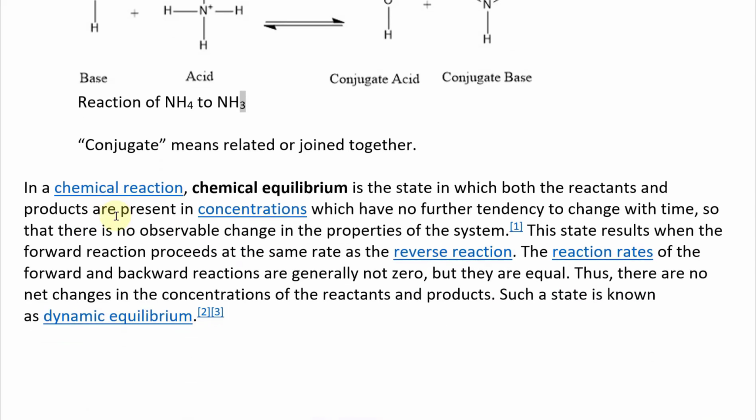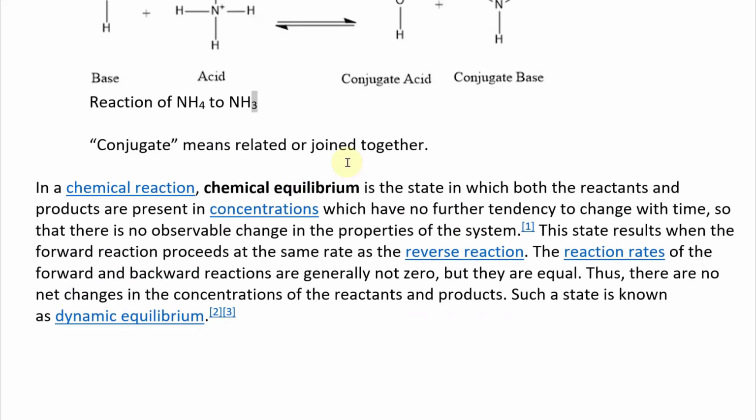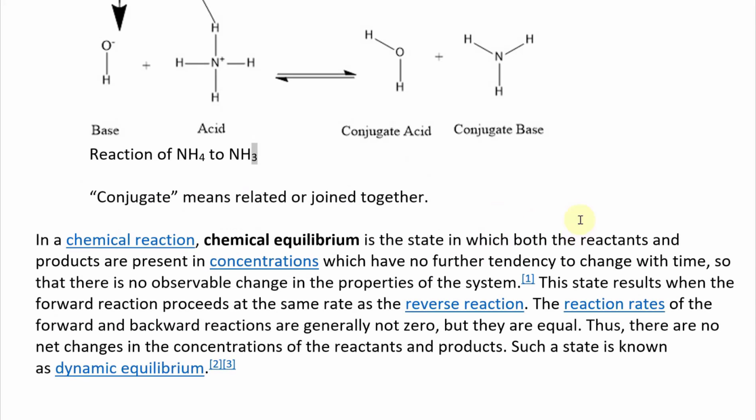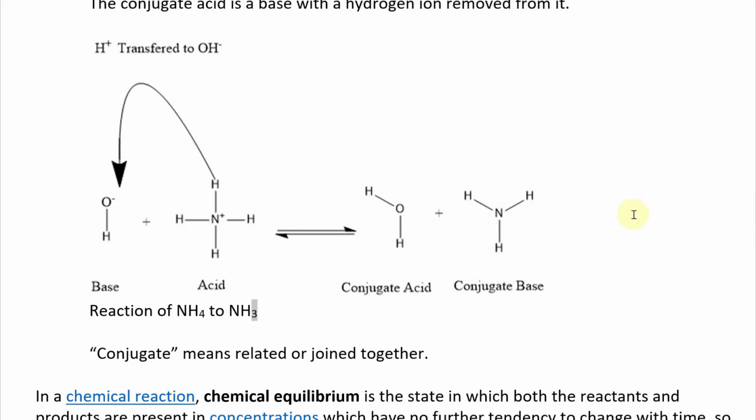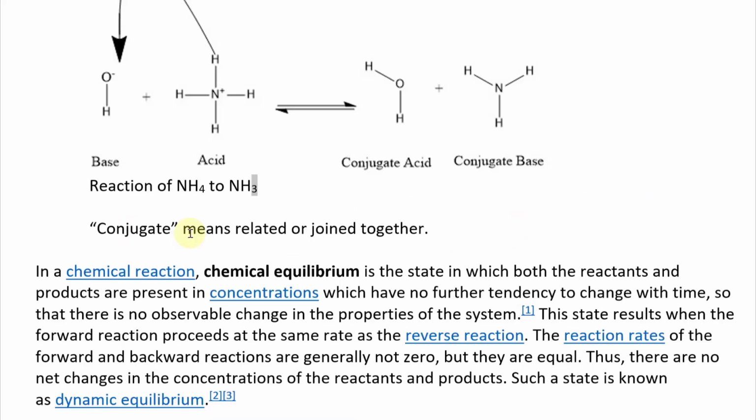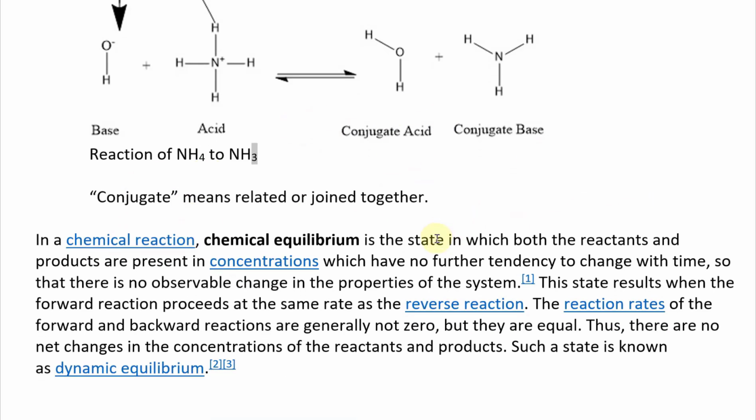All right, going further. In a chemical reaction, chemical equilibrium is the state in which both the reactants and products are present in concentrations which have no further tendency to change with time. So for example, if this is equilibrium, it's going to go back and forth such that the concentration of this and this aren't changing. They're just intermixing back and forth with each other, so that there is no observable change in the properties of the system.